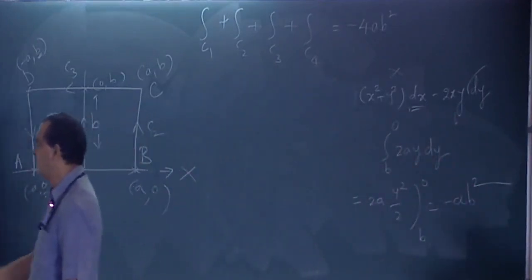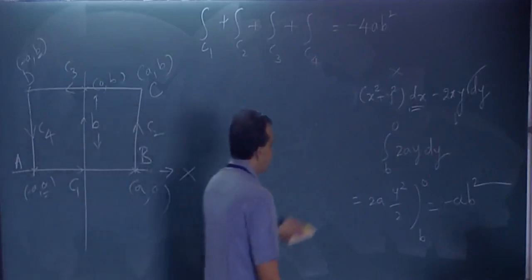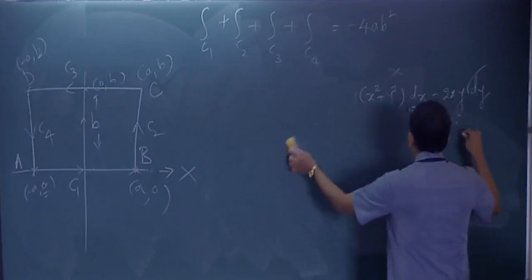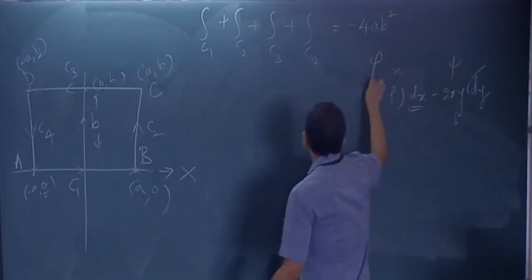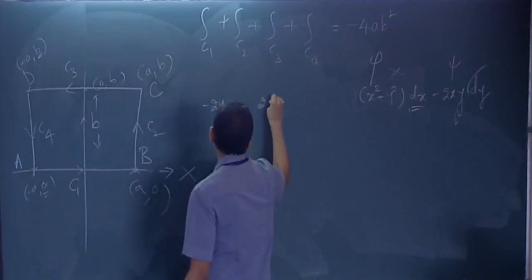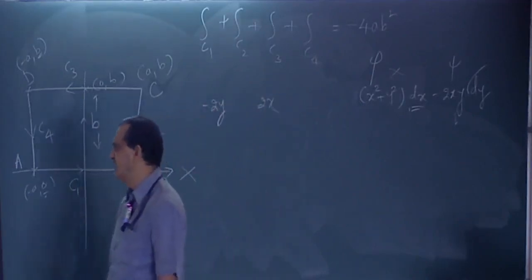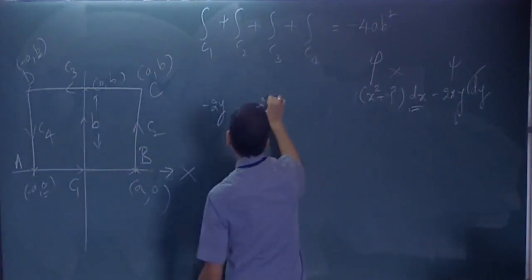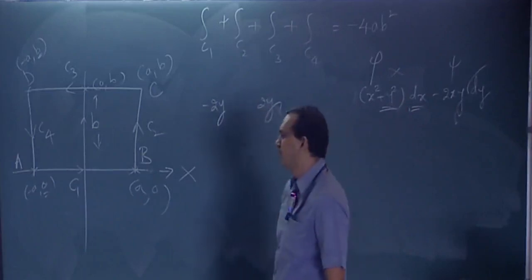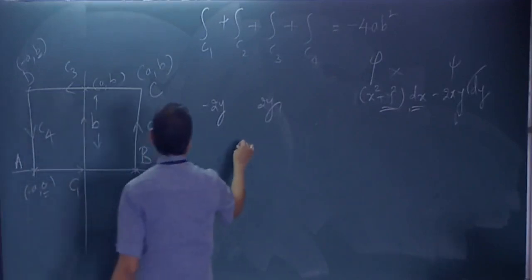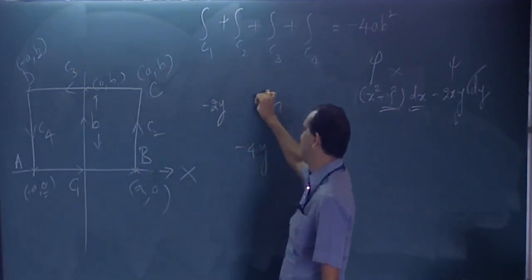Quickly you can see what is dou psi by dou x minus dou phi by dou y. Partially differentiating with respect to x, because this is your psi and this is your phi, dou psi by dou x is minus 2y, and dou phi by dou y is 2y. So it is minus 2y minus 4y, minus 2y. So it is going to be minus 4y.